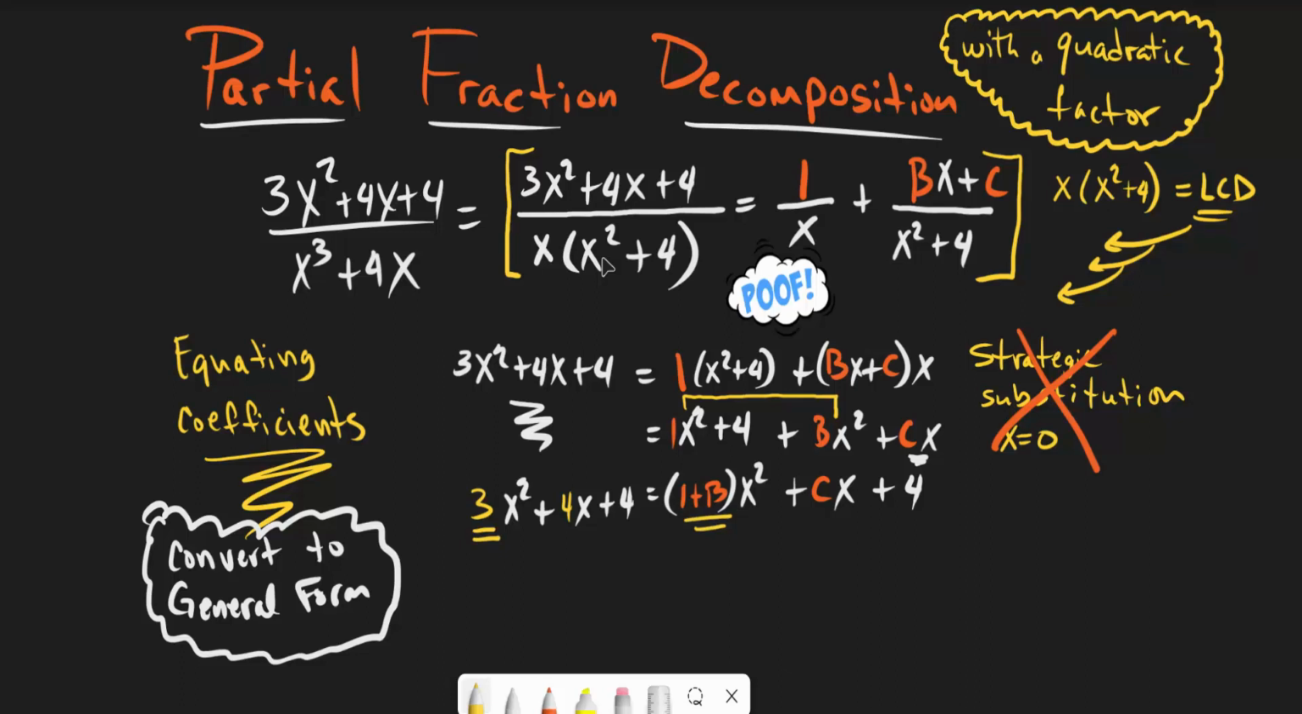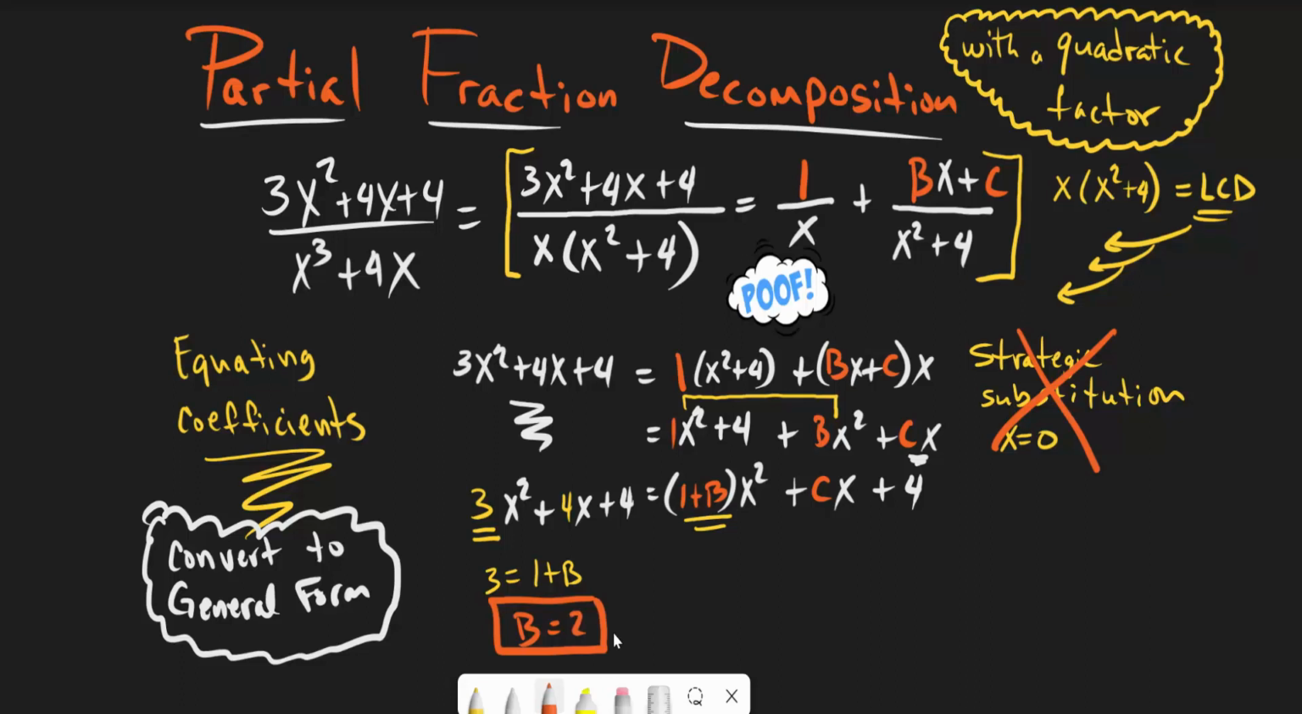In other words, those two have to be the same. So we form a little equation here. So we're going to say 3 has to be equal to 1 plus b. So that allows us to solve for b. So b is equal to 2. Awesome. So we got our b now.